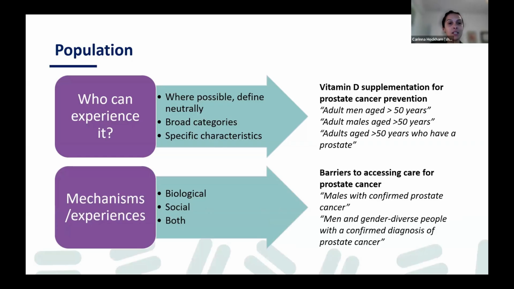The second question to consider is which mechanisms or experiences you're trying to understand. Are they biological, are they social, or are they a combination of both? For the vitamin D supplementation example above, we were looking at biological mechanisms, and so using sex-based terminology made sense. However, if you were interested in healthcare access for people with prostate cancer, gender becomes relevant. In this scenario, your population might be men and gender diverse people with a confirmed diagnosis of prostate cancer. Now, of course, just as a side note, adults with a confirmed diagnosis of prostate cancer would probably be better, but I just wanted to use this as a way of making the point that gender-based terms would be more appropriate here.